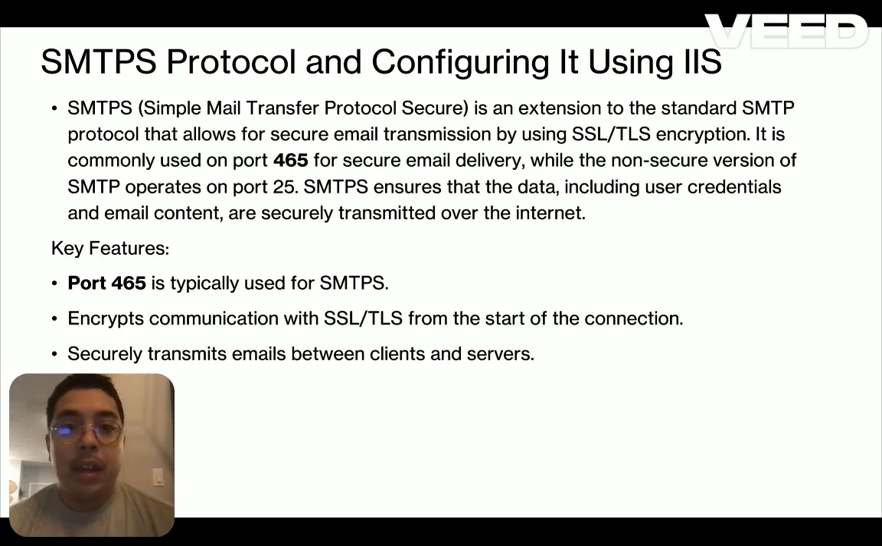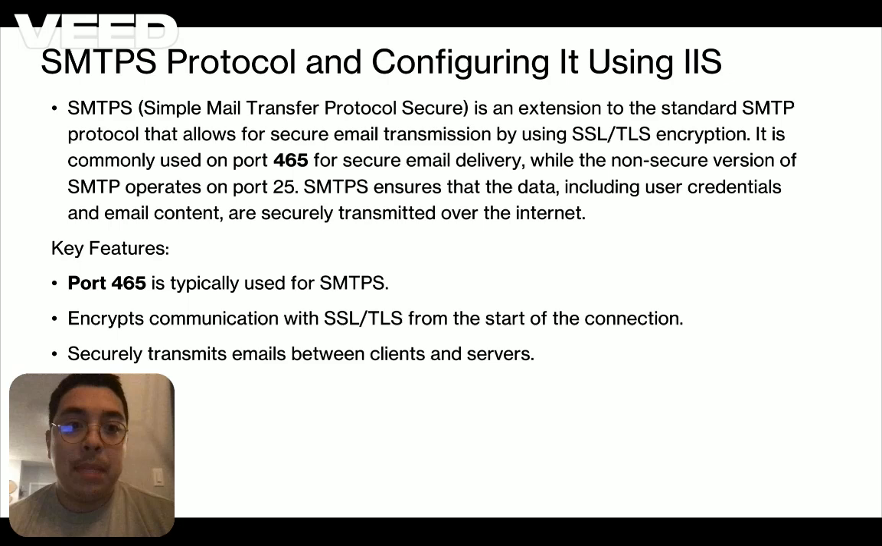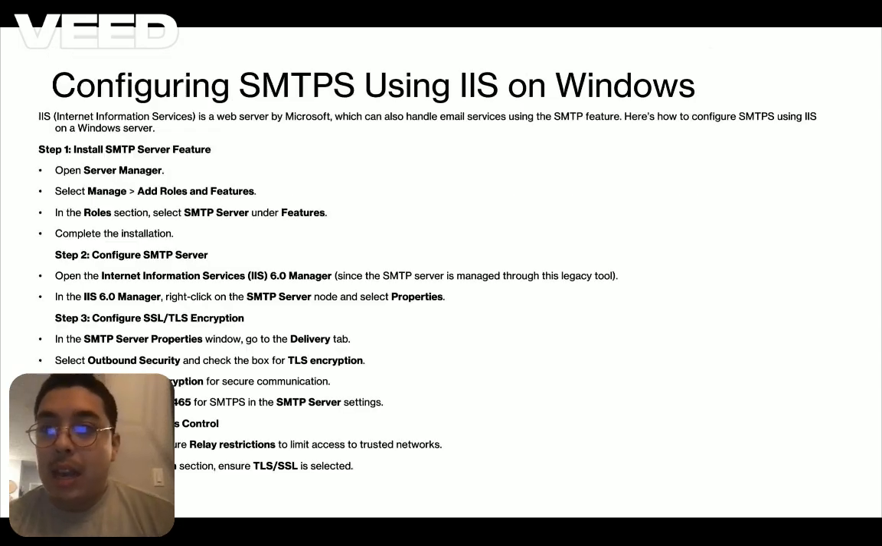Configuring SMTPS on Windows. This is the list of how to do this. Basically, step number one, you install the SMTP server feature, and it tells you exactly right here how to do it. Then configure the SMTP server, and then step number three, you'll configure SSL/TLS encryption.